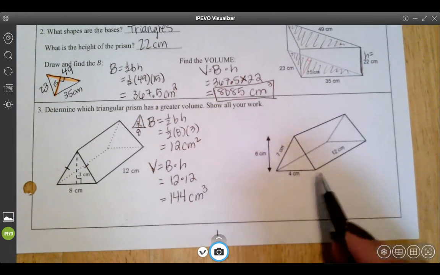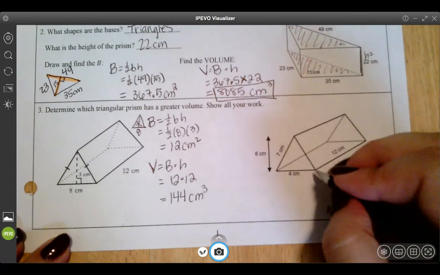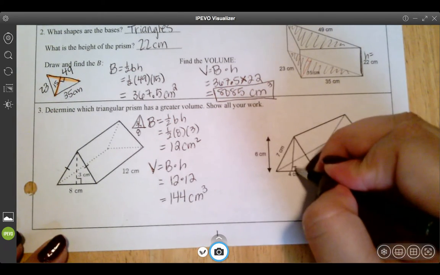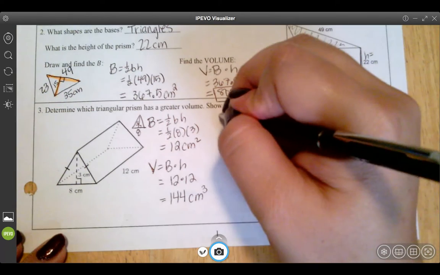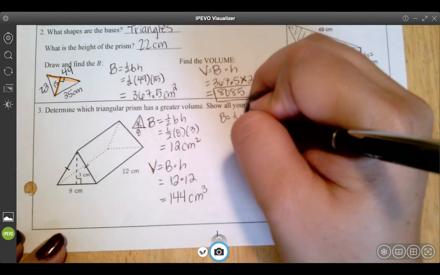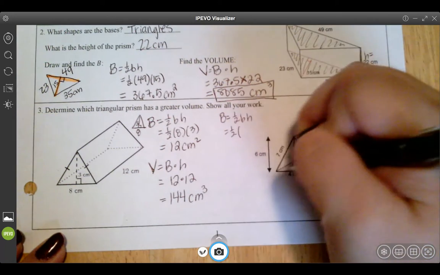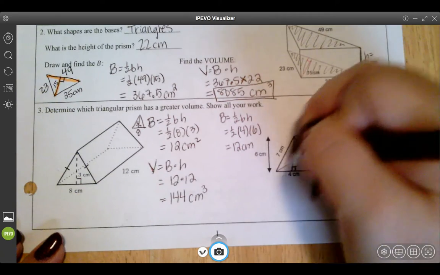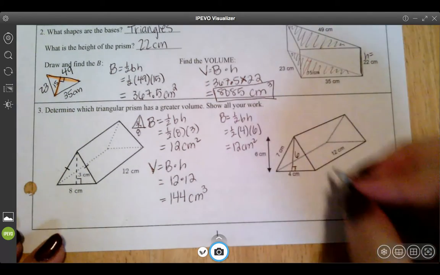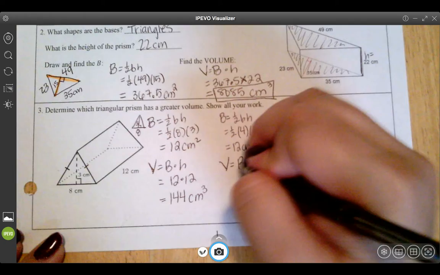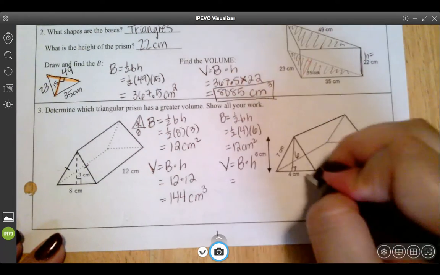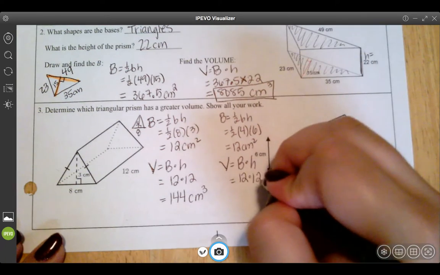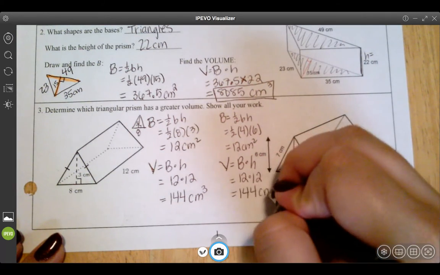That's not our answer. What we want is we want to compare these. And so here we're given another triangular prism where this 6 centimeters represents the height. So again, we'll do base, which is 1/2 base times height. A base of 4 and a height of 6 gives us 12 centimeters for our area of the base there. And then the volume, which is base times height, our base area was 12 centimeters squared. Our height between the bases is also 12, leaving us 144 centimeters cubed.